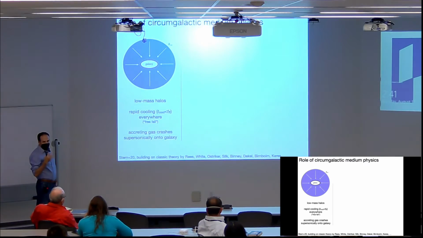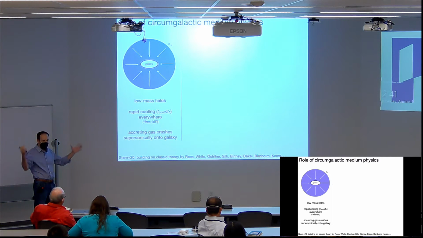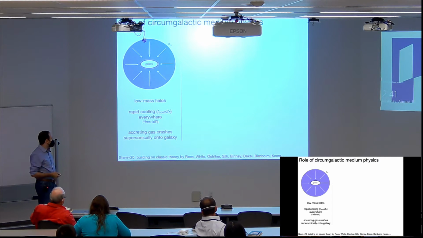And what I'm going to propose today is that these transitions at T bursty can, to a large extent, be understood in terms of the physics of the circumgalactic medium, so the gas in dark matter halos. And I will start with a cartoon picture for different physical regimes that the CGM can be in.